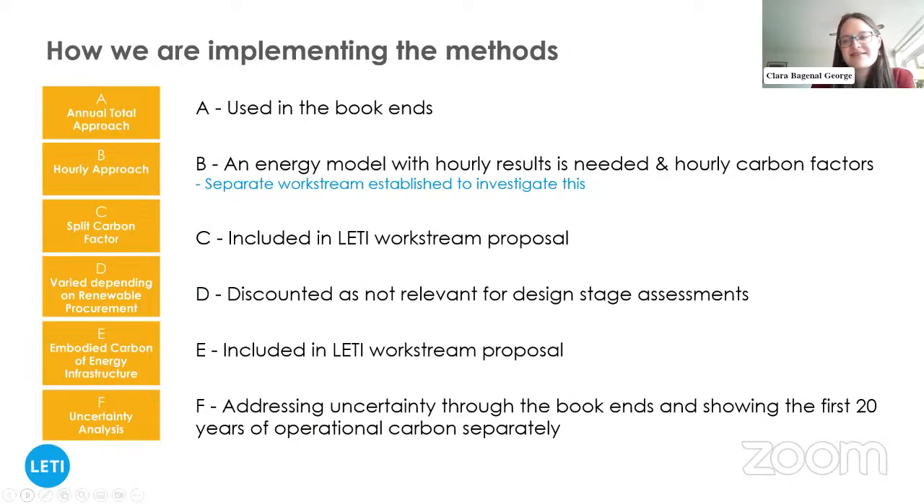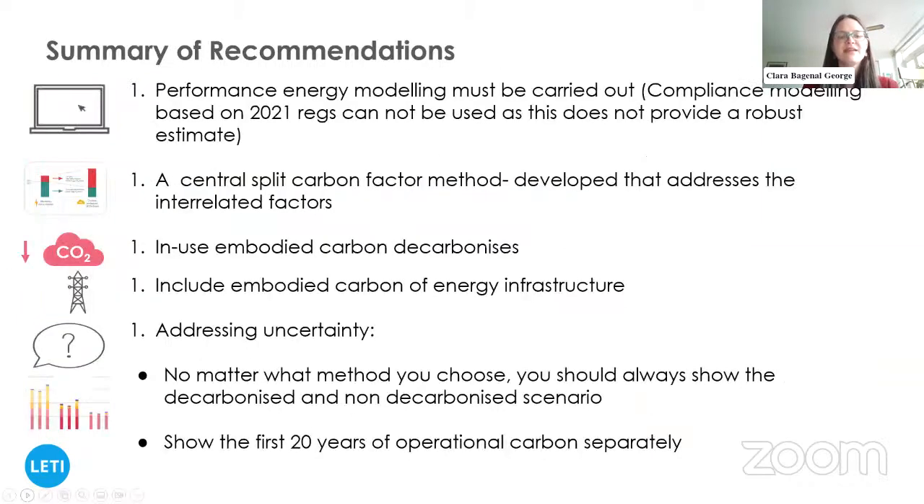So this is kind of just a bit of a recap about what Michaela and Alex have been saying. We've decided to use method A as part of the annual book, as part of those bookends. And method B is being worked on in more detail. Looking forward to that publication. Methods C and E are within our central scenario. D is being discounted because it's not so relevant for design stage assessments, and the recommendations of the uncertainty group about having the bookends and having the first 20 years of operational energy separately have been included in that dashboard.